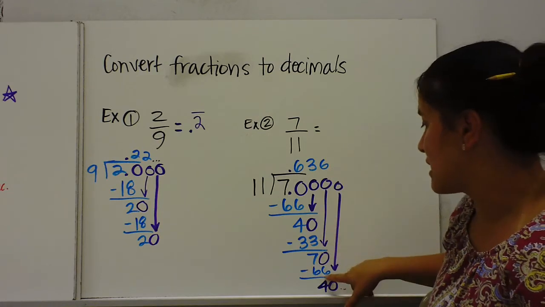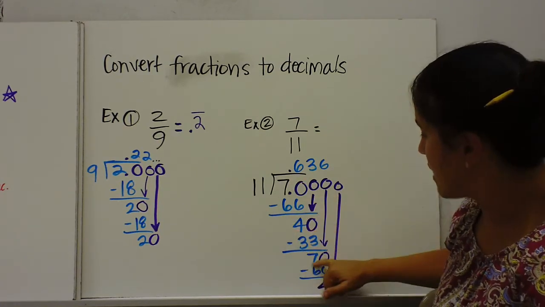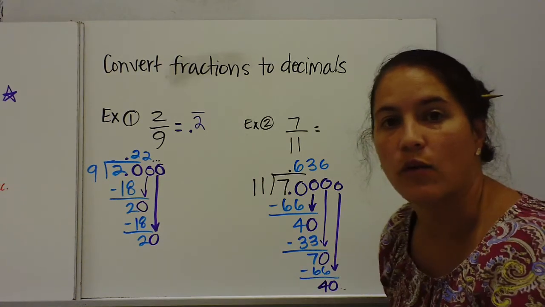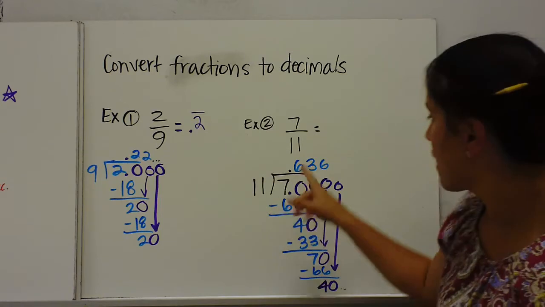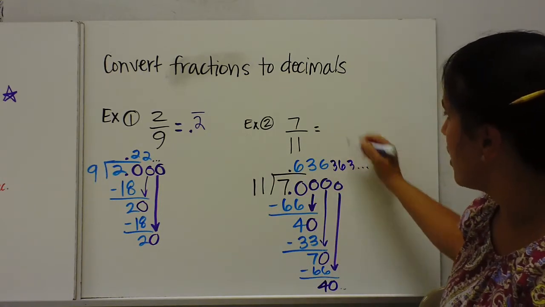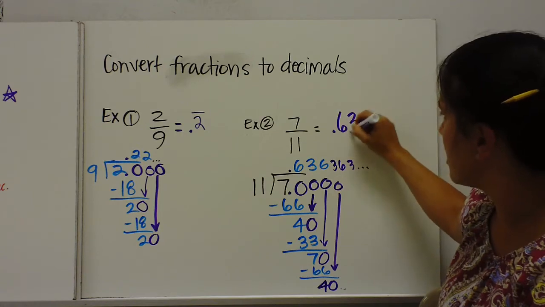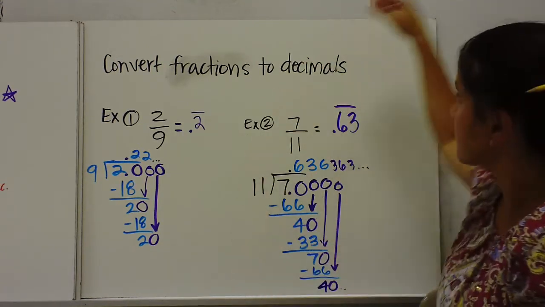Again, it's going to be 6, 66, 4. So if you see the pattern, it's 70, 40, 70, 40, 70, 40. And once you see that pattern start to continue, you know it's going to be a repeating decimal. So up here, it's going to be 0.636363 forever. So we know it's going to be 0.63 with a bar over both of them.